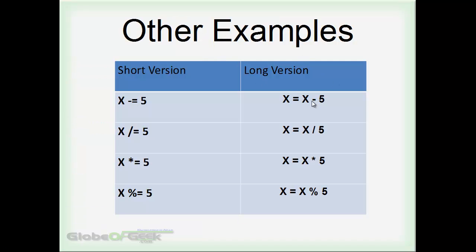Here are the other examples. I wrote out pretty much each of the methods possible just for your understanding. So you have x minus equals 5, x divided by equals 5, x times equals 5, x modulus equals 5. And this is equivalent to everything you see on the right. Pause the video, take a look at this if you wish.